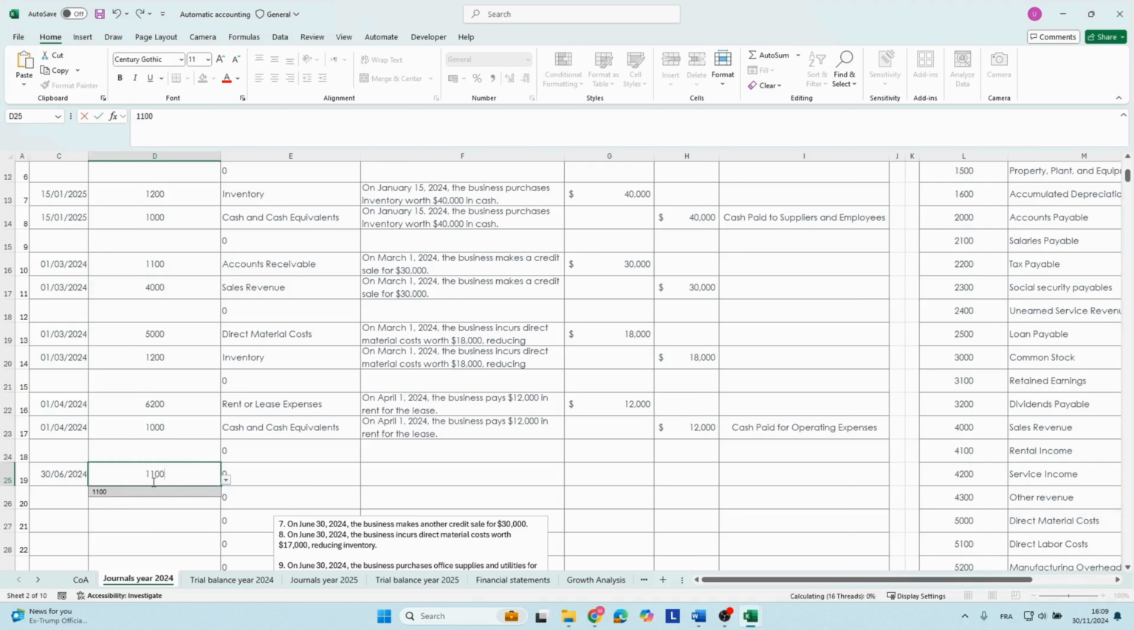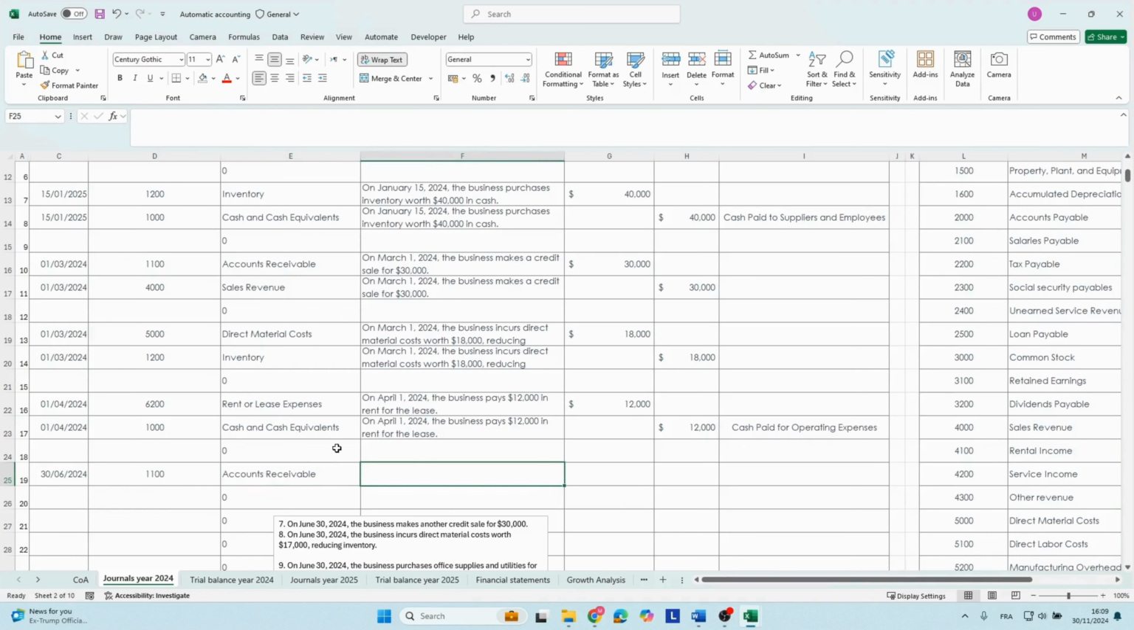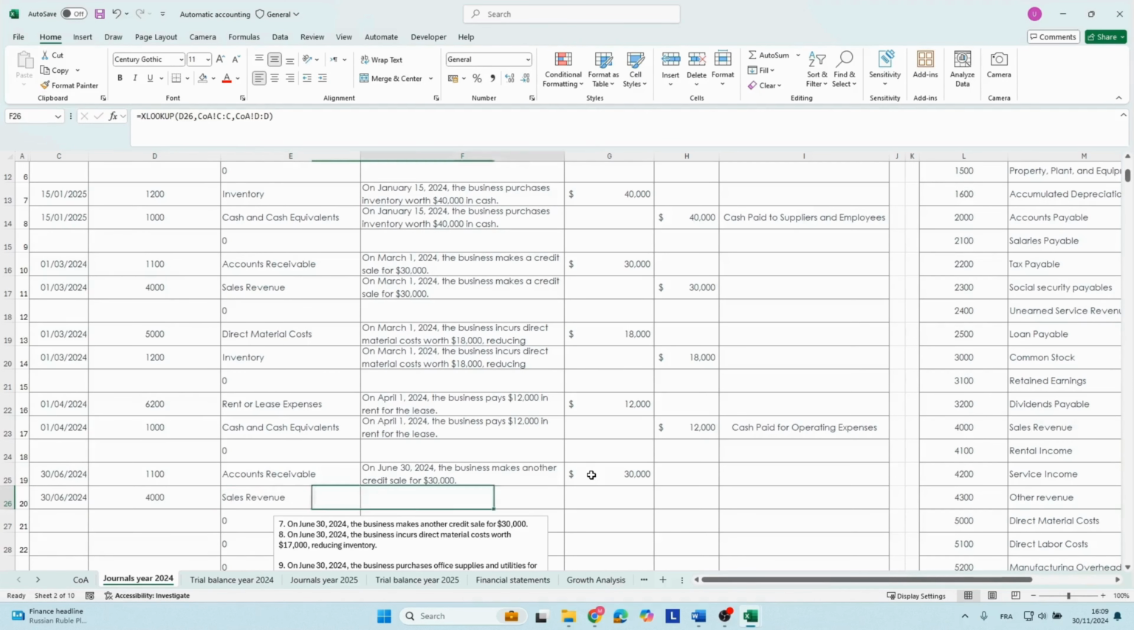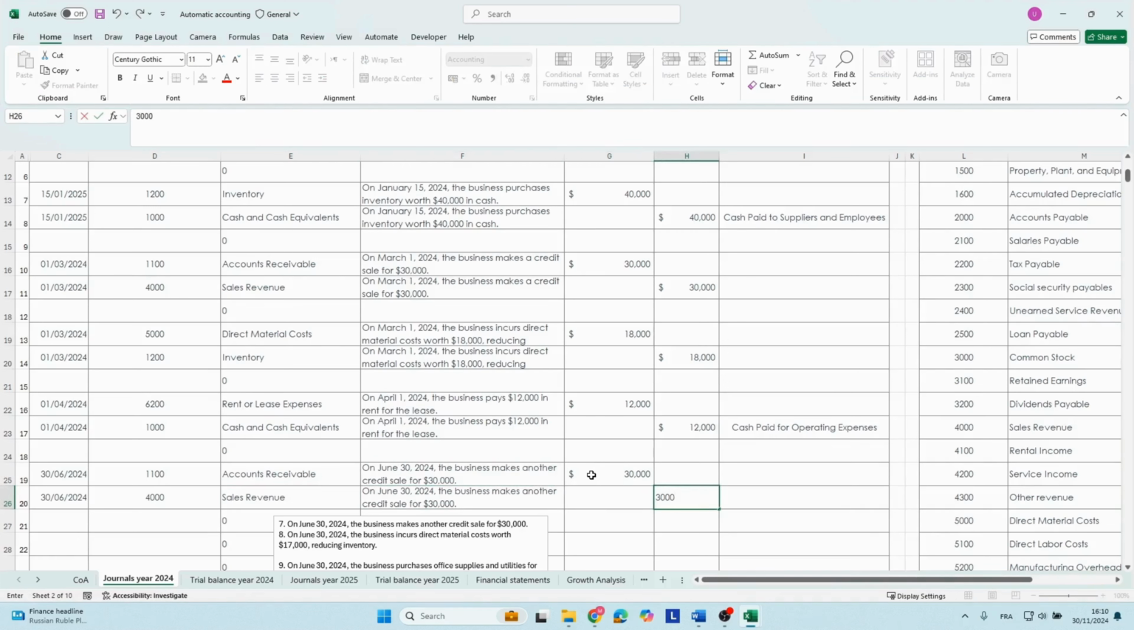That means it's accounts receivable. We put the description for this transaction, 30,000, and we put as well the credit side. And this is sales. So we use the price 4,000 account. Then we put the credit side.